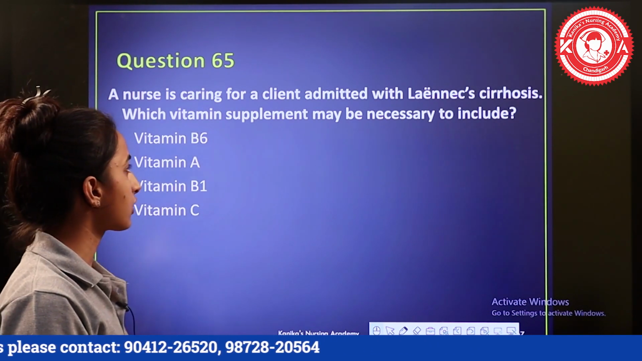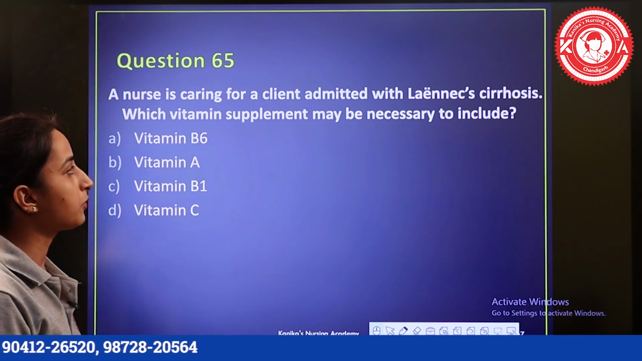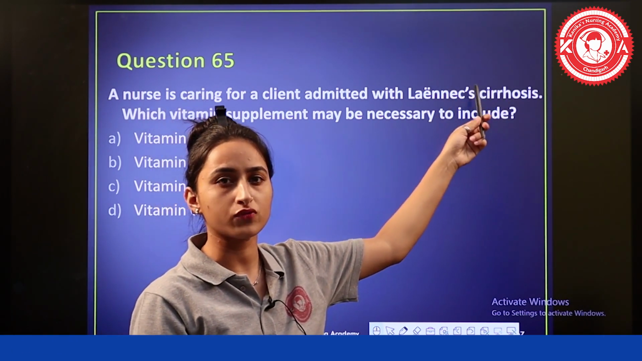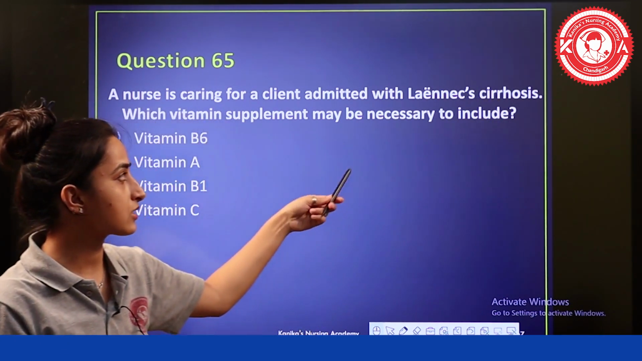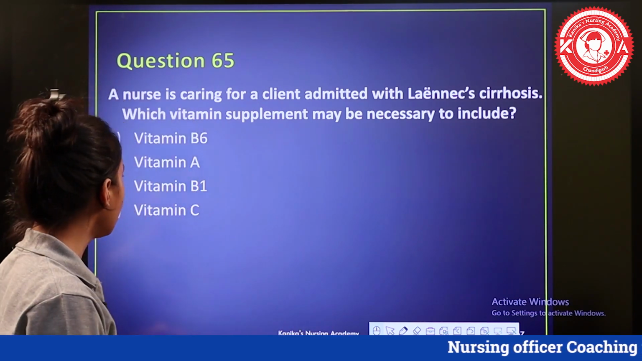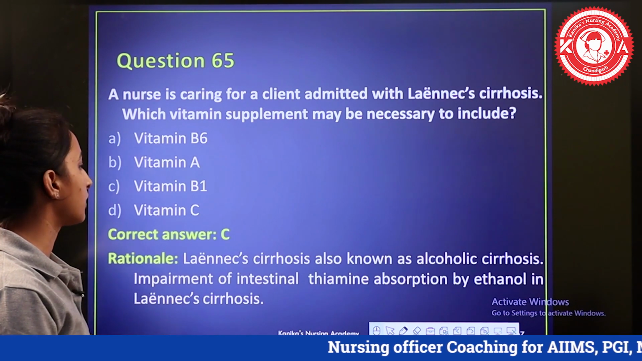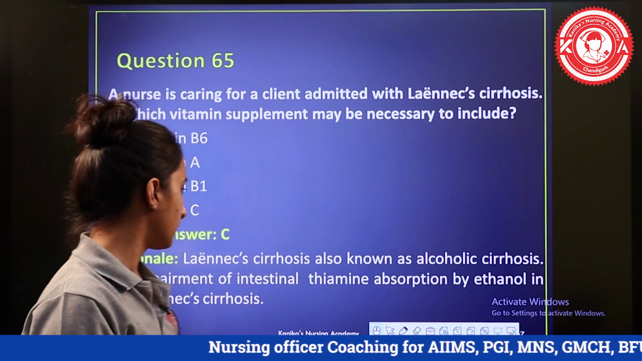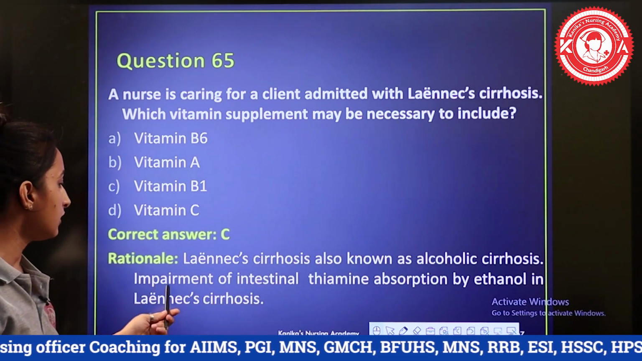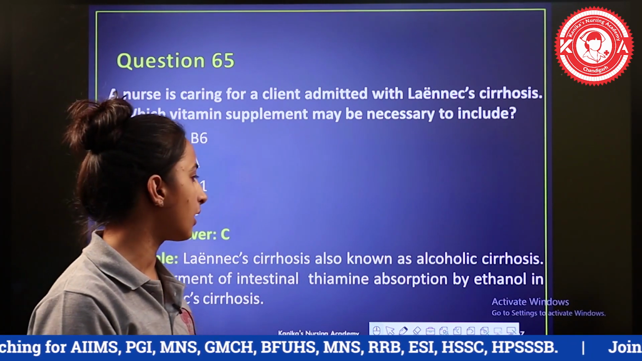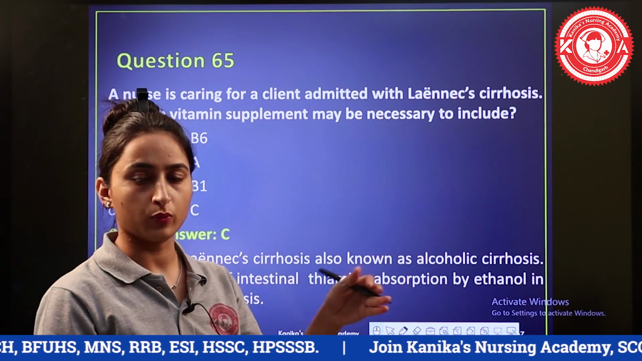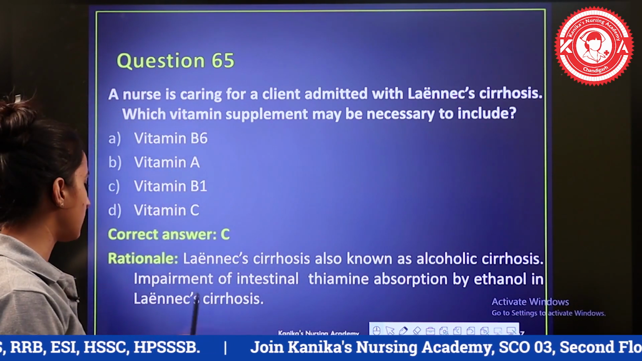Next question is, a nurse is caring for a client admitted with Laennec cirrhosis. Which vitamin supplement may be necessary to include? Always remember, Laennec cirrhosis is a type of cirrhosis of liver, and it is the most common type of cirrhosis of liver that occurs in males. Sometimes the examiner can ask which is the most common type of cirrhosis of liver in males. That is Laennec cirrhosis, or we can say alcoholic cirrhosis, right? So which vitamin supplement may be necessary? That is vitamin B1. Another name for vitamin B1 is thiamine, right? Why are vitamin B supplements given? Because Laennec cirrhosis, also known as alcoholic cirrhosis, as I discussed earlier, involves impairment of intestinal thiamine absorption by ethanol. So thiamine is not being absorbed properly, and due to this deficiency, to prevent thiamine deficiency, we will give vitamin B1 supplements to the patient.